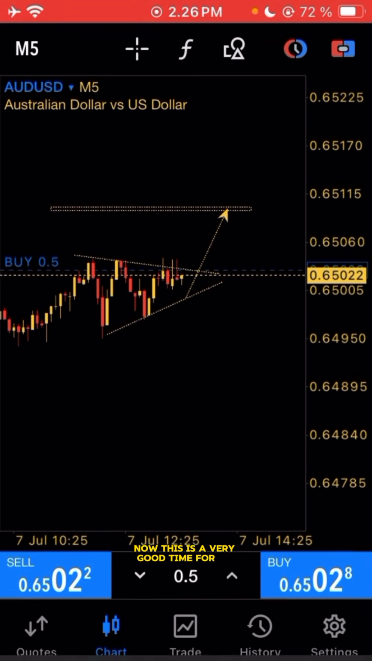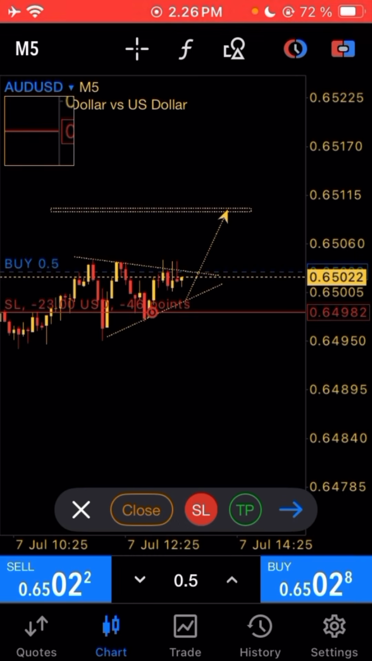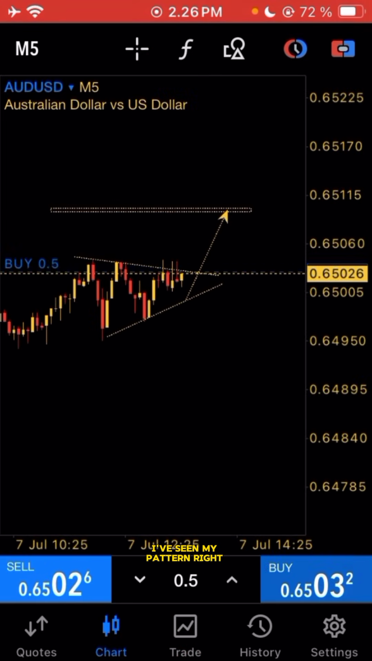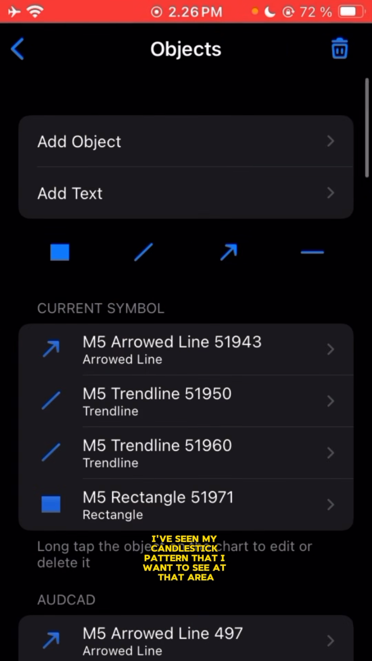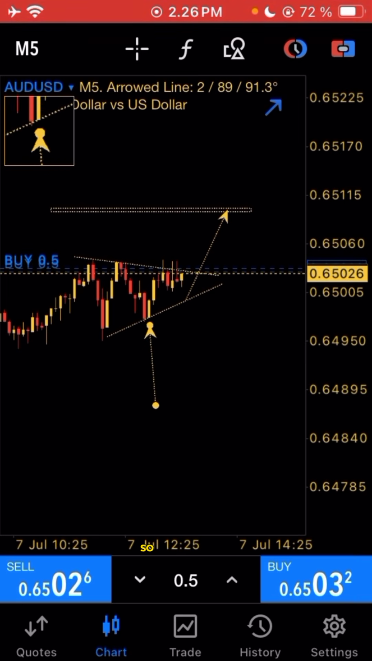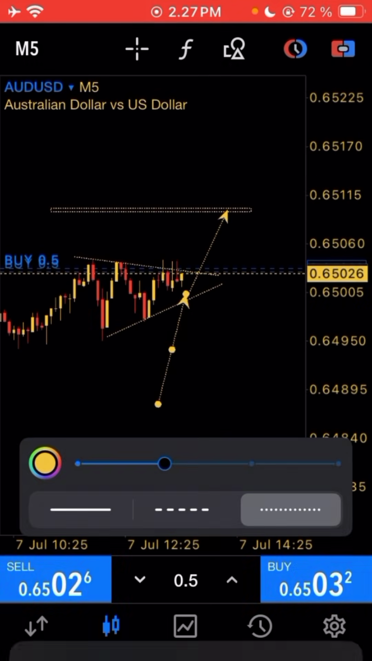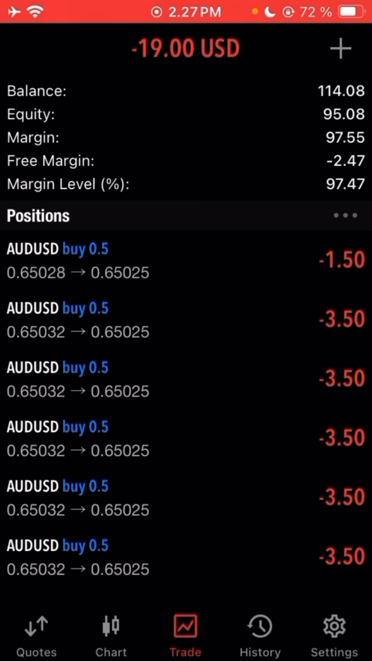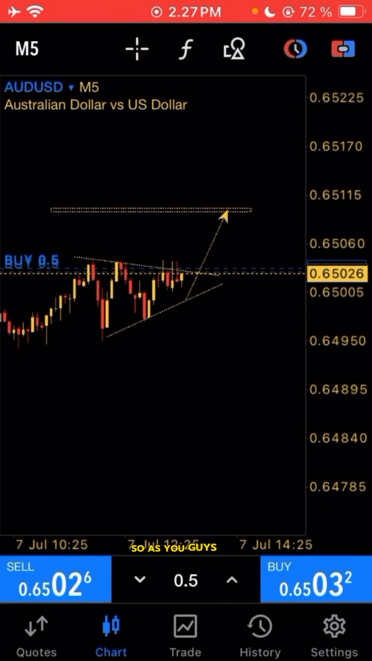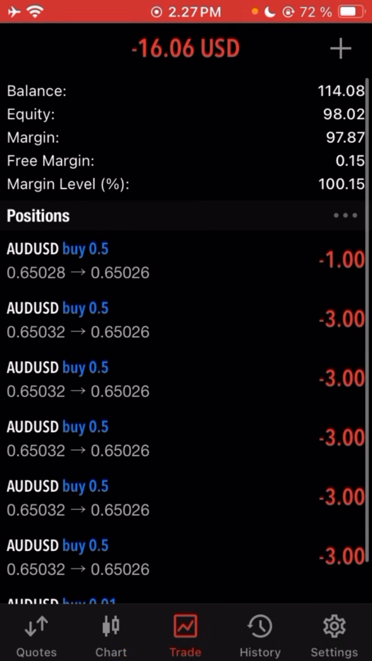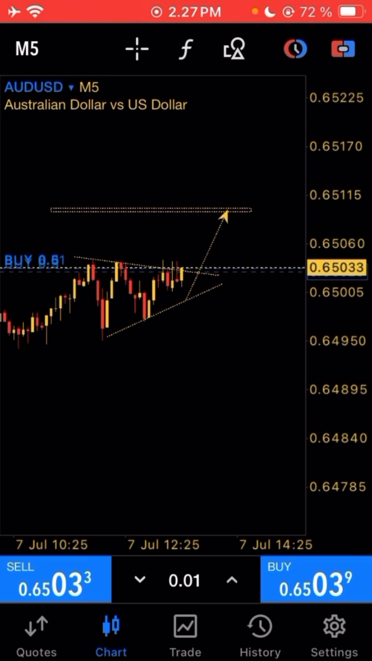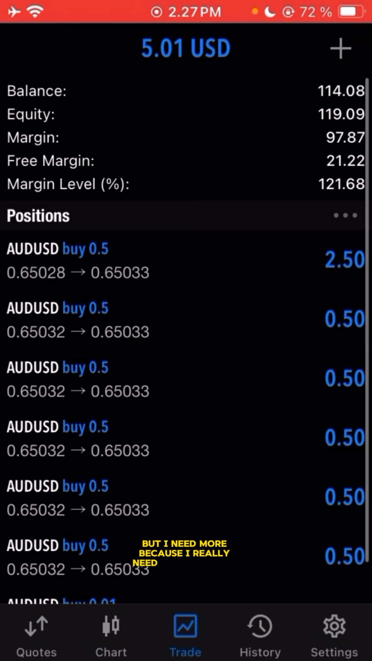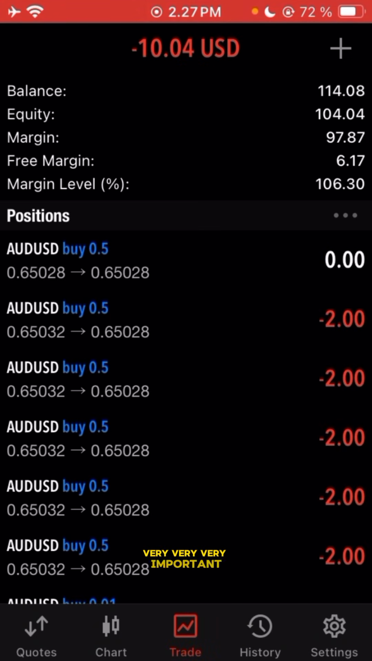Now this is a very good time for me to take the trade because I have seen my candlestick pattern that I want to see at that area, which has given me confidence to take the trade. The market has given us a quality signal, so it's time for me to follow up with the signal. As you guys can see, we are still at $100, which is fair enough. It's $10 to $100, it's okay, but I need more because I really need to utilize this. Very, very important.